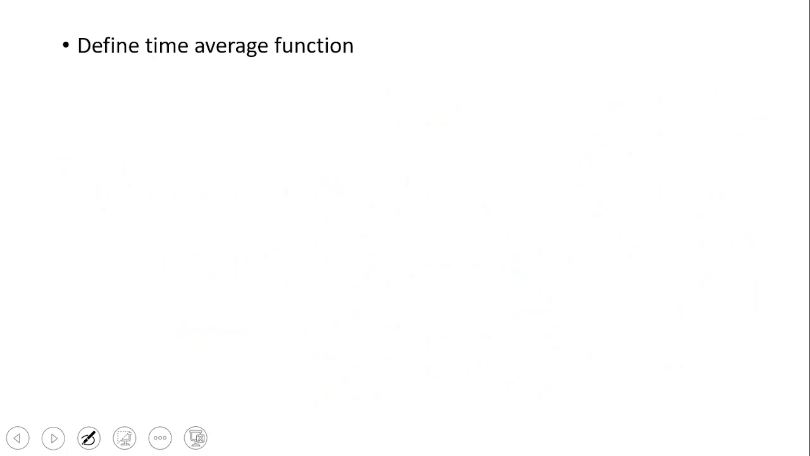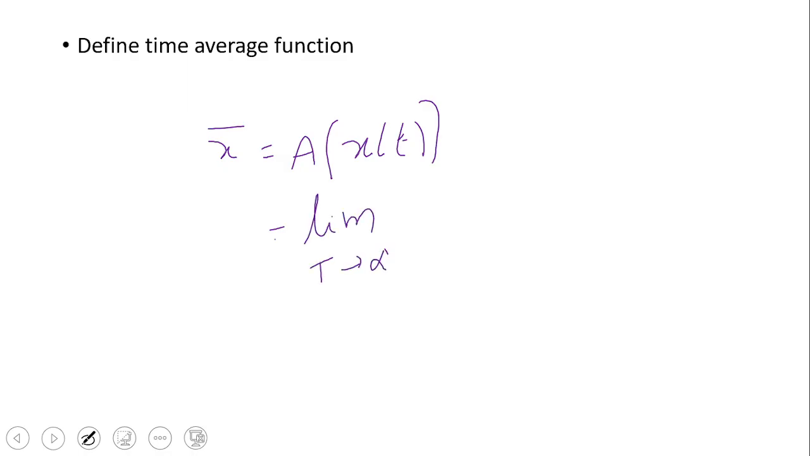Define time average function. Write directly the formula. Time average can be represented as x bar, that is, A of x of t. The formula for the time average of the random process is: limit T tends to infinity, 1 by 2T, integral from minus T to T of x of t dt. So this is the formula for the time average of the function.